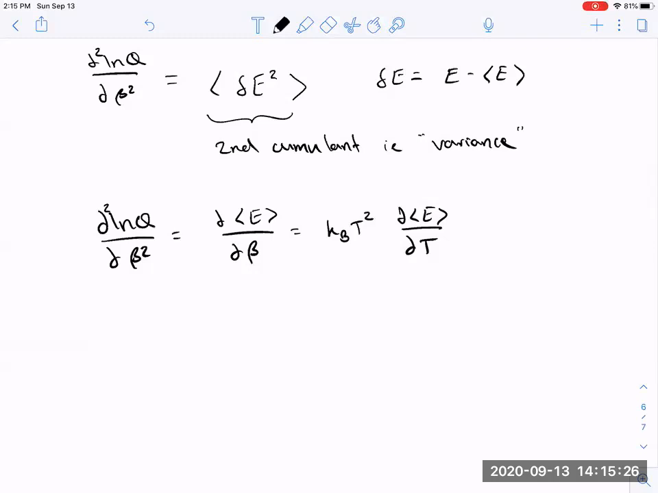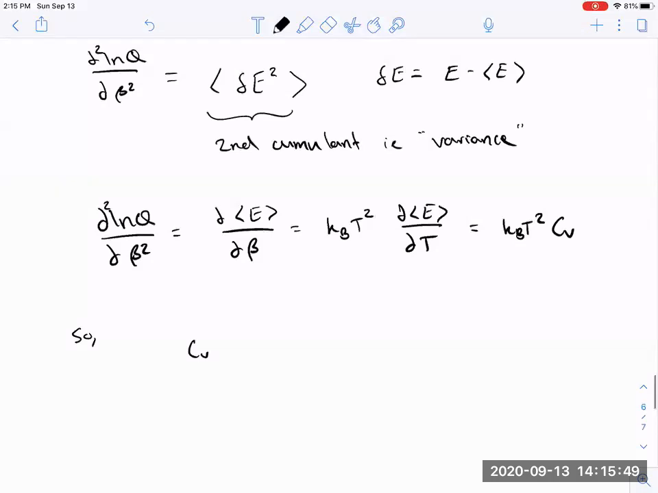Now, how the energy changes with temperature, thermodynamically, we defined in a previous lecture as the heat capacity. So what we've just noticed then is that the heat capacity, CV, how the average energy changes with temperature, must then be equal to 1 over kBT squared times the fluctuations in the energy, because these two manipulations have to be equivalent. They're just two different rewritings of the same mathematical statement.